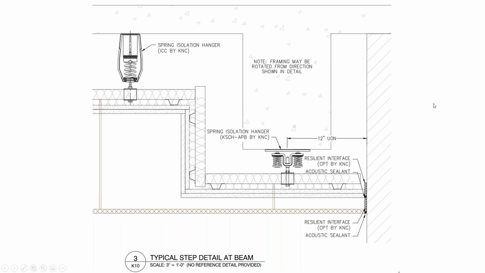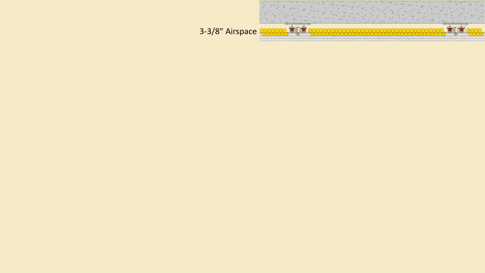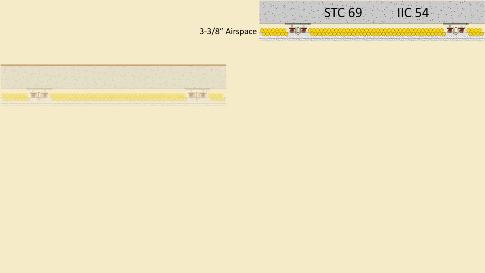Moving on, let's take a look at a sound test with this hanger. It's kind of neat. These were all done up at NRC in Canada, outside of Ottawa, a few years ago. But it's a fair test because we did these all in series. So here you see in that standard installation with about a 3 and 3/8 inch airspace, 2 layers of drywall, this particular assembly tested out at an STC 69, IIC 54.